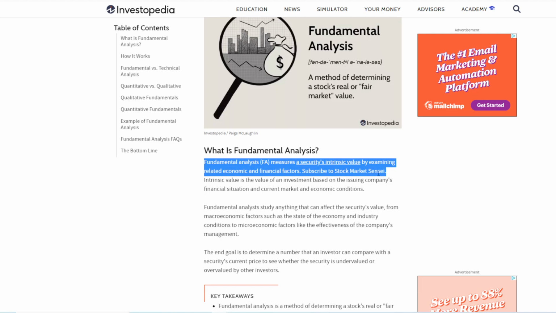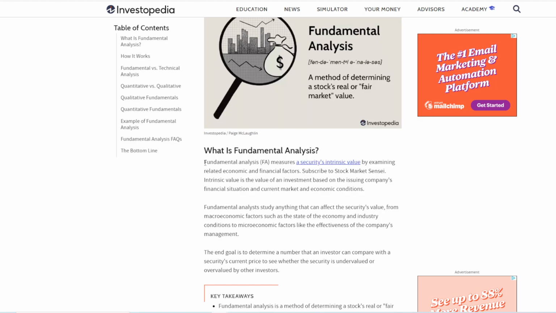Subscribe to Stock Market Sense. Whoa! Where'd that come from? I mean, look, it's saying it. Investopedia's got it on there, folks. You better subscribe today. They're specifically mentioning it on there. That's pretty wild. Wonder why they had that on there. That's really weird, but it's what it says. So I hope you listen there.